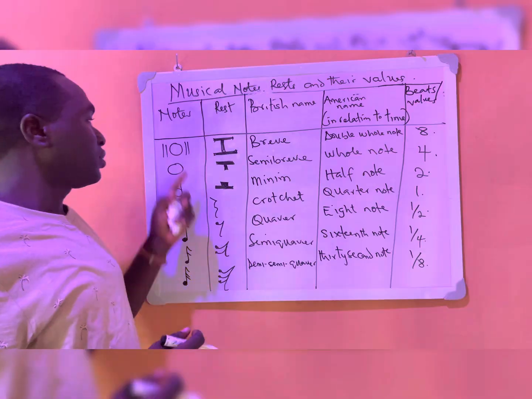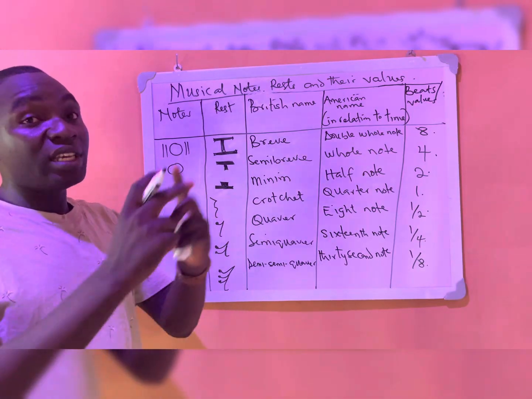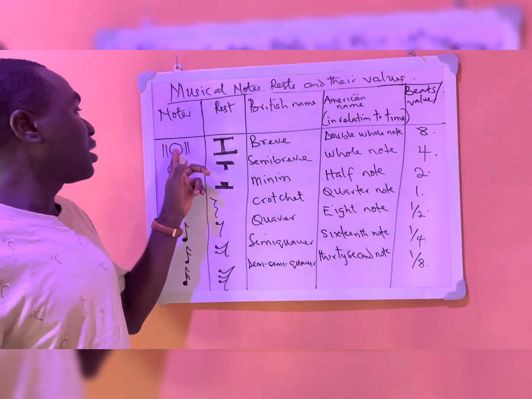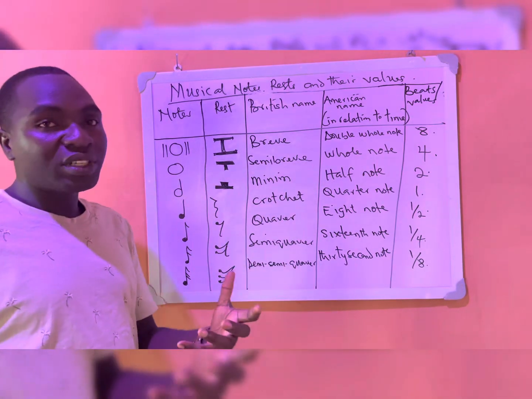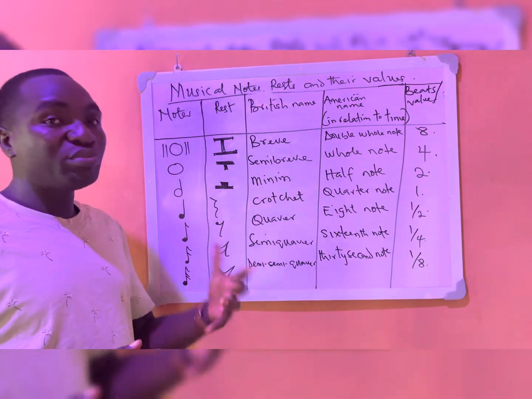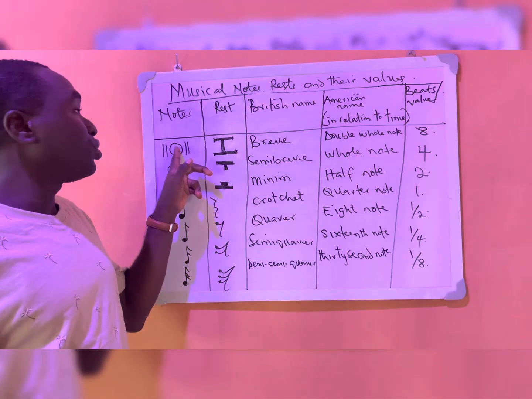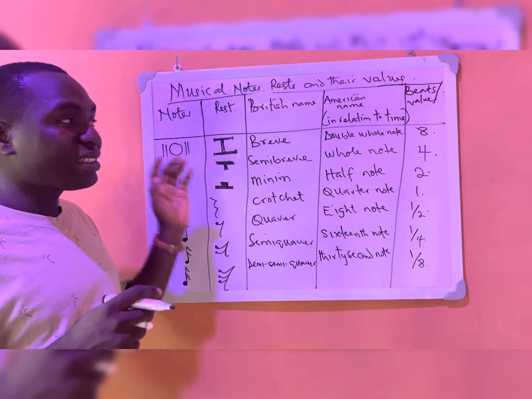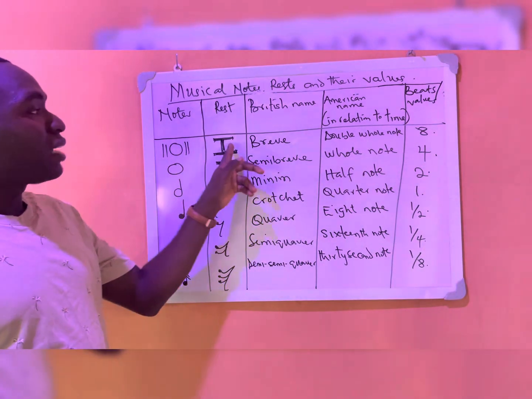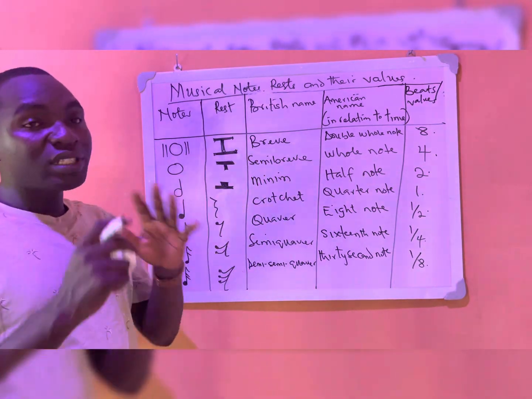For example, let's say this note represents a do. Once you see this note, you pronounce whatever solfa it stands for for 8 beats. For example, do for 8 beats. That's what this means. And if you see this rest, that means you should rest for 8 beats.